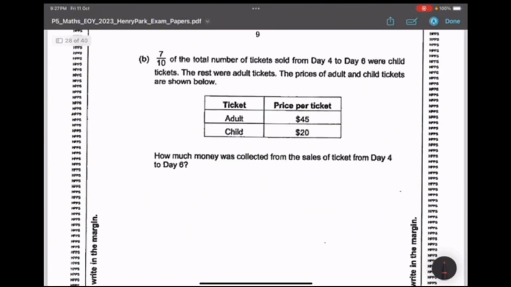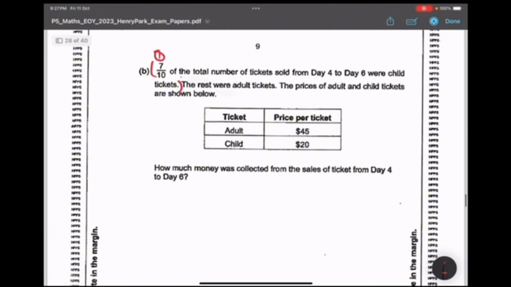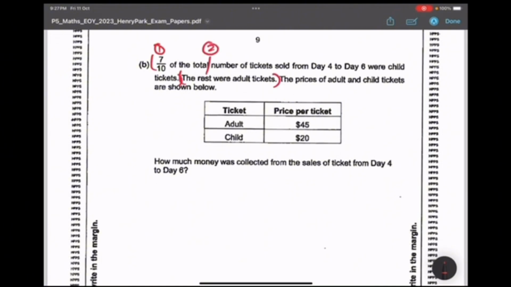Let's read the question. It says 7 over 10 of the total number of tickets sold from day 4 to day 6 were child tickets. Alright, so this is my sentence number 1. Now it says the rest were adult tickets. What I want to do immediately is to list down the number of units we have for both child and adults. So child is to adults, we have 7 is to 3. Alright, now let's move on to the next sentence.